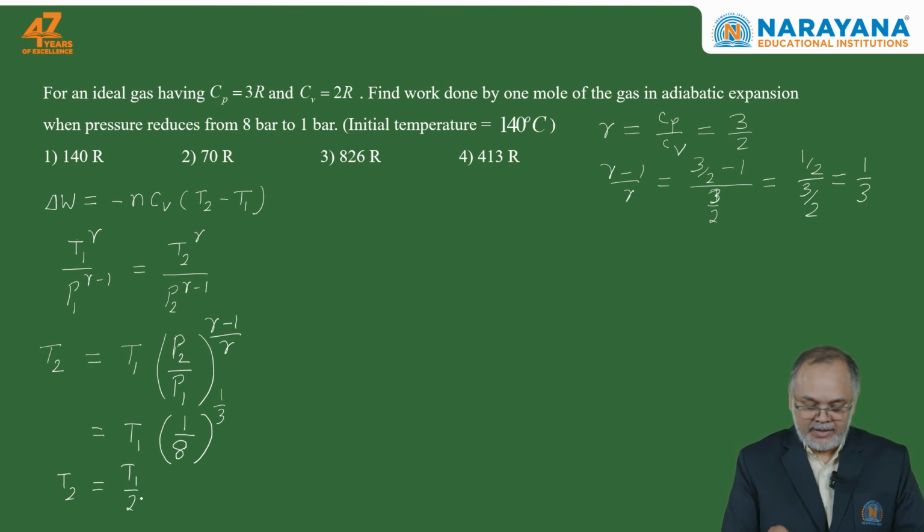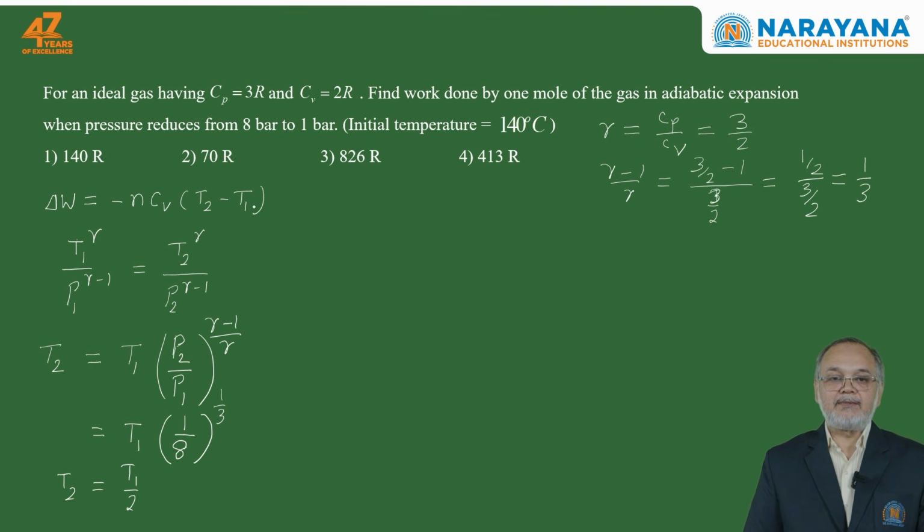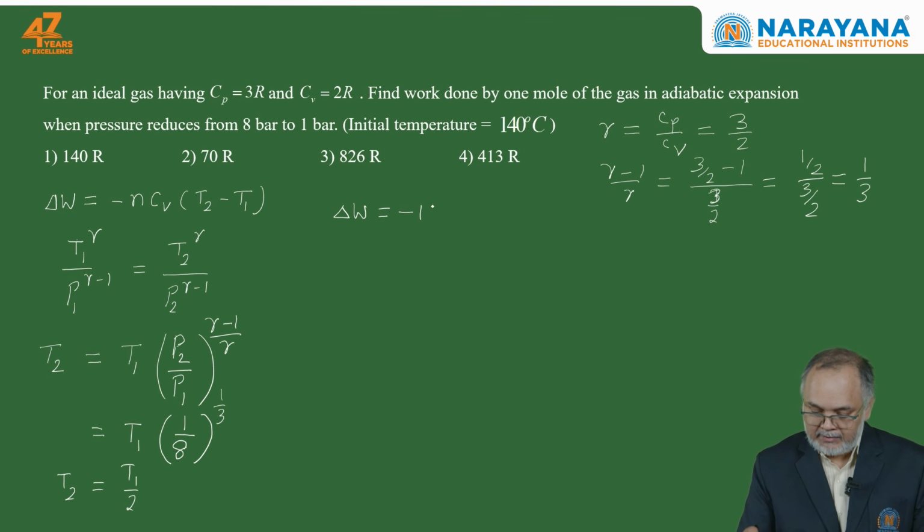Now this value we can substitute here. So we can write the work done, delta W, is equal to minus number of moles 1, the value of Cv that is 2R, into (T2, that is T1 by 2, minus T1).